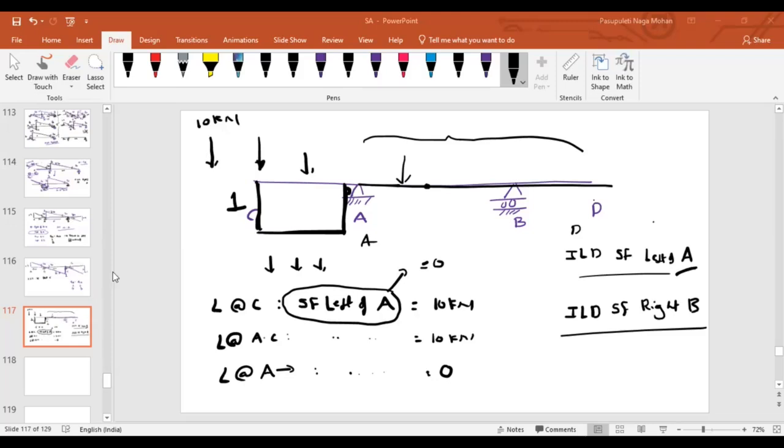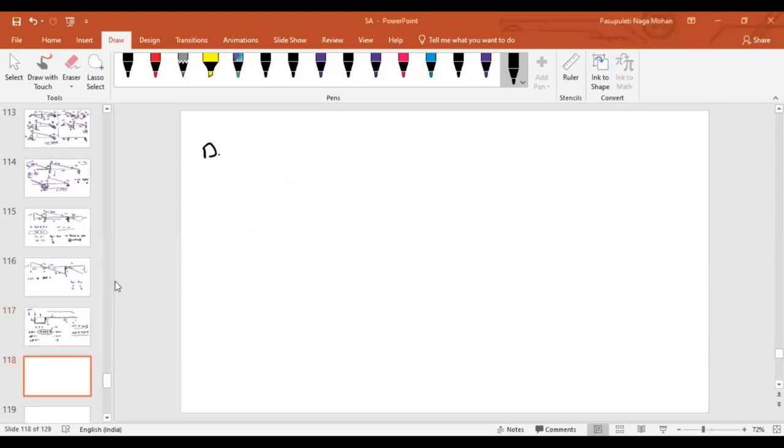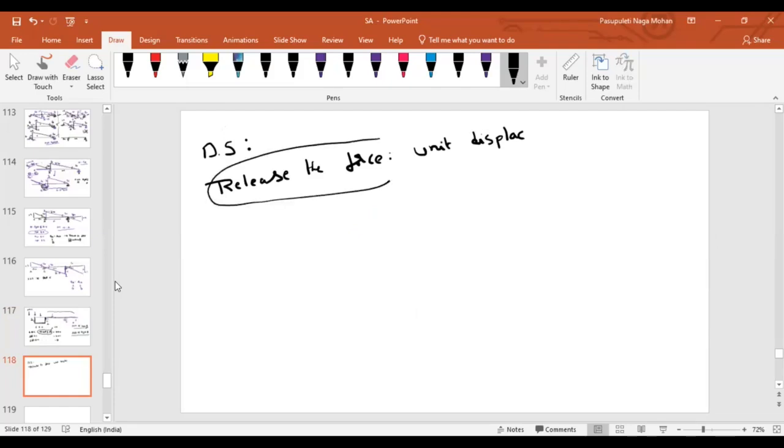There is only one thing. If you are talking about influence line diagram, as of now for the determinate structures, what we have to do is only one thing, that is release the force and apply unit displacement. Here you have to understand that you have to release the force that you are going to draw ILD for. If you want to draw ILD for shear force, you have to release the shear force.